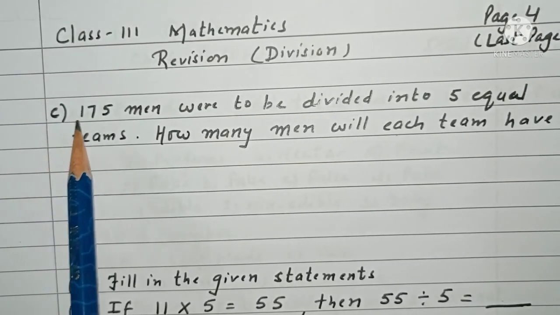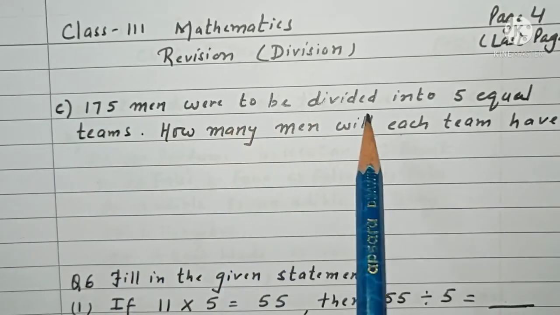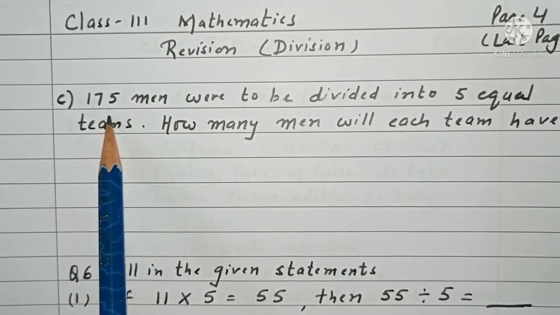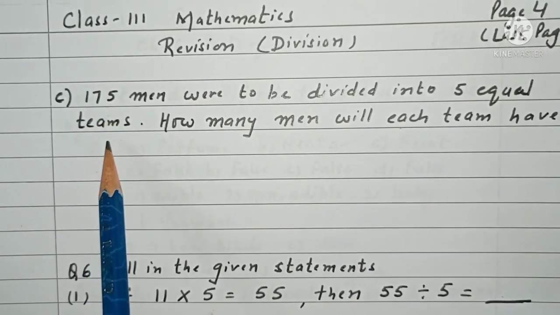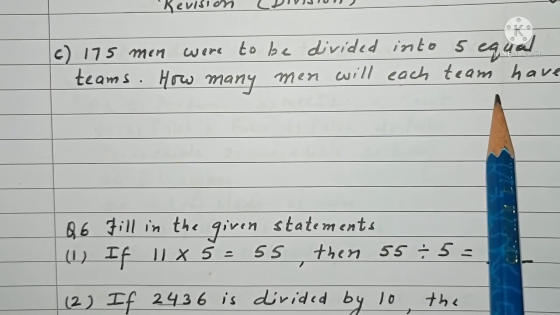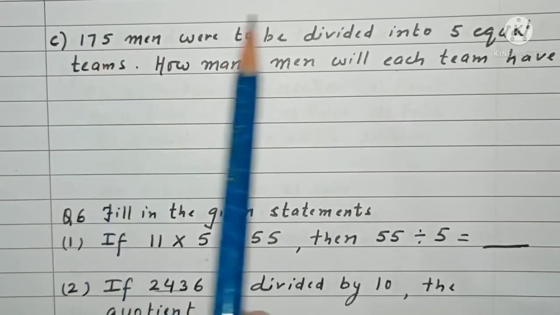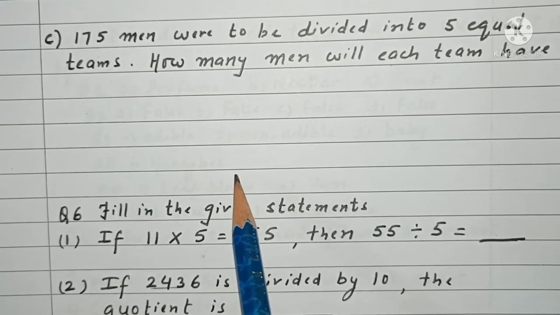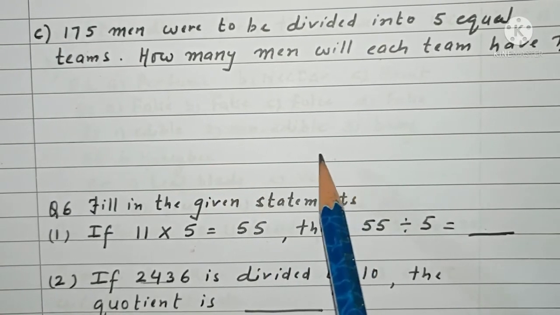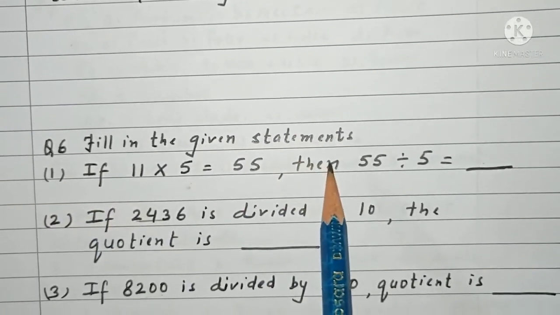In the C part, the question is 175 men were to be divided into 5 equal teams. The number of men is 175 and the number of teams to be made is 5. So how many men will each team have? When the word divided is there, that means equal division. So divide 175 by 5 and then get the answer. That will be the answer for the men in each team. So solve them. Now moving on to the mental maths questions, where we have to fill in the given statements.